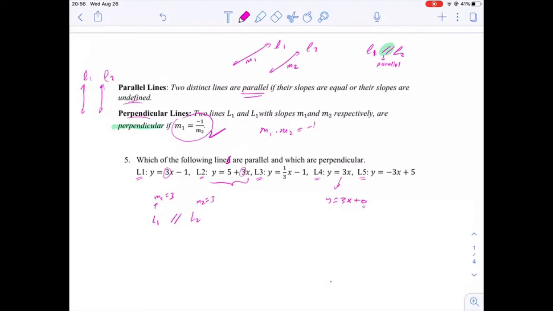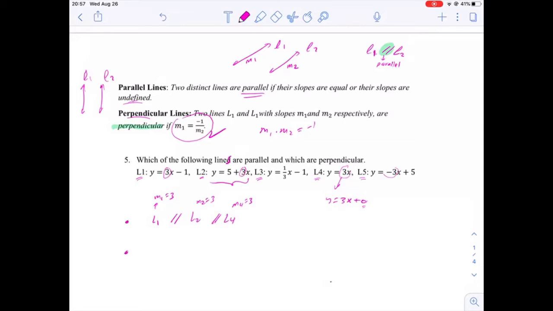L3, no, it has the reciprocal of 3, 1/3. So it's not parallel. What about L4? Yes, L4 has slope equals 3. What about L5? No, the slope is negative 3. So those three lines, L1, L2, and L4, are parallel to each other. What about the perpendicular ones?